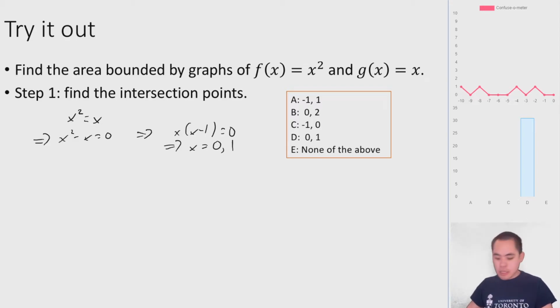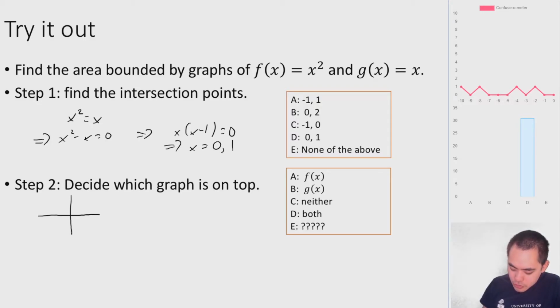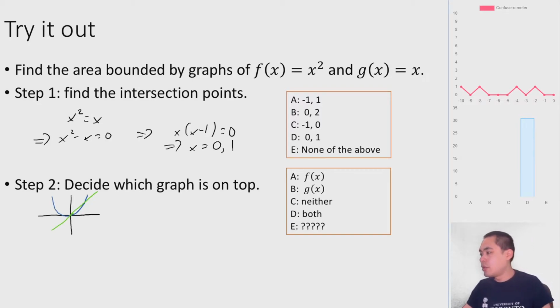Okay, and let's see, step 2, decide which graph is on top. So in this particular case, we have two different graphs. One of them is y equals x squared, and the other one is y equals x.